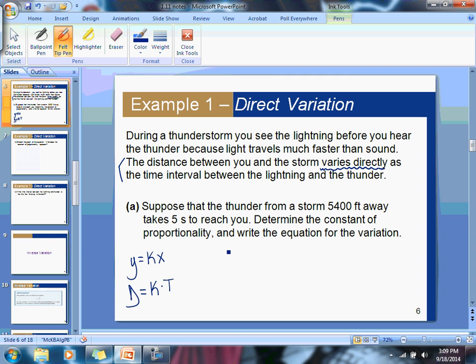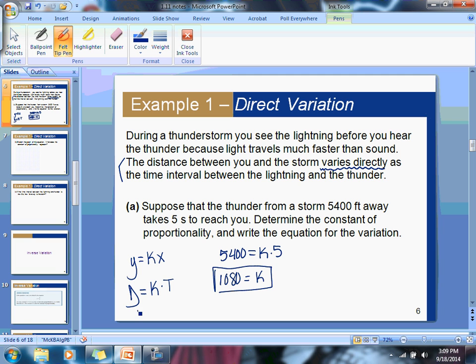So my distance is 5,400. K is going to stay k, and my time is 5 seconds. So then I'm going to divide by 5 and solve for k, and k will be 1,080. So that's my constant. So I have my constant of proportionality, but then it also says to go back and write the equation for the variation.